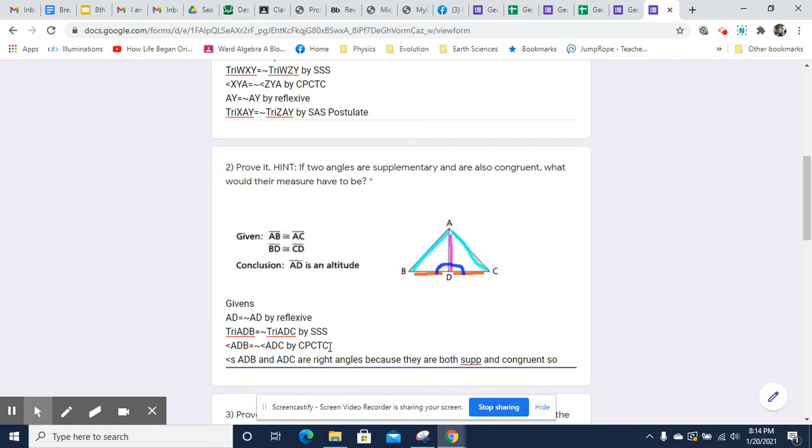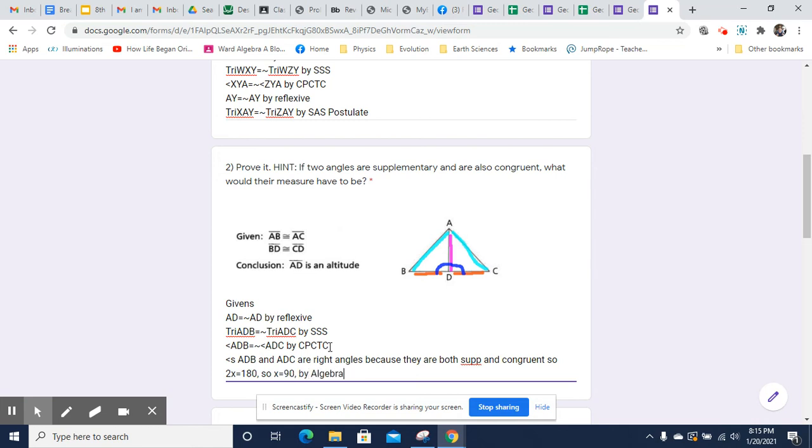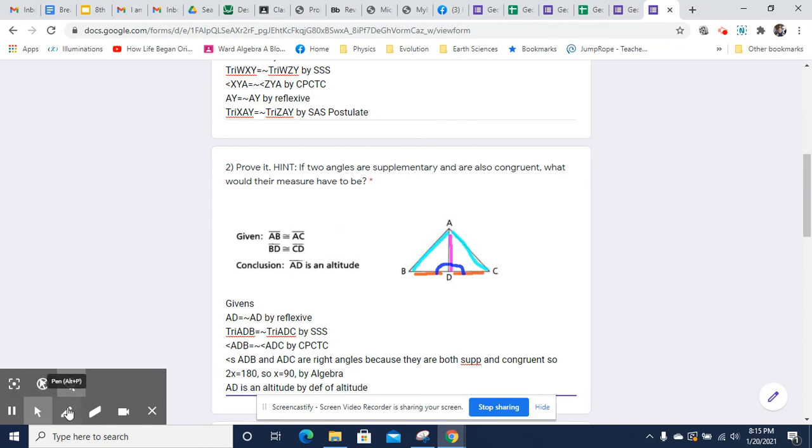So we can say 2x equals 180. So x equals 90 by algebra. Now that we've proven that that is true, then we can say that AD is an altitude by definition of altitude. Okay, and let's go ahead and make these clearly right angles like that.